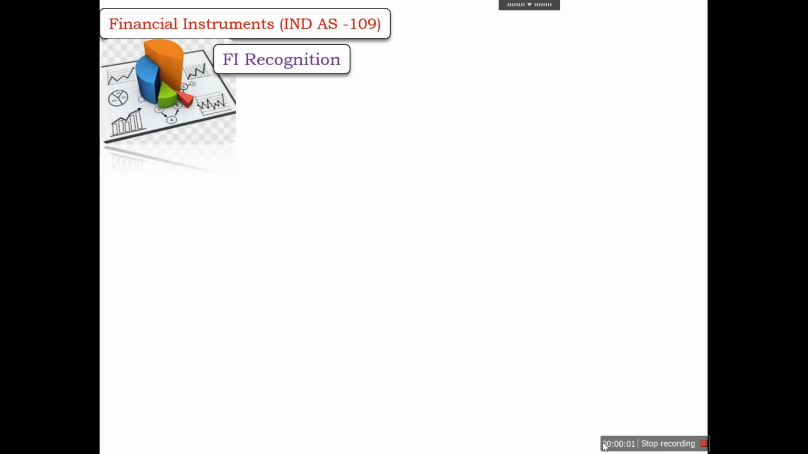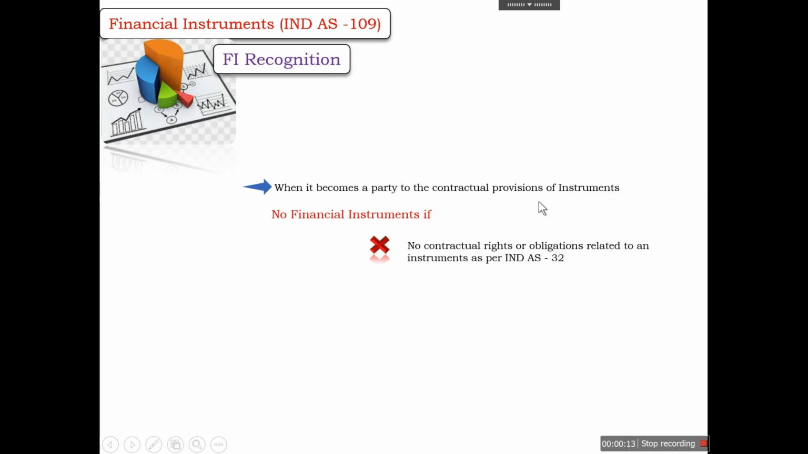As per Ind AS 109, an entity will recognize a financial instrument when and only when it has become party to the contractual provisions of the instrument. If there are no contractual rights and obligations related to an instrument as per Ind AS 32, no financial instrument will be recognized by the entity. So this is the general rule about the recognition of financial instruments on the balance sheet of the entity, but there are some exceptions to the general rule that will be discussed later.